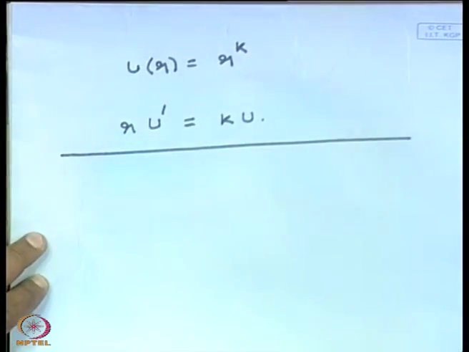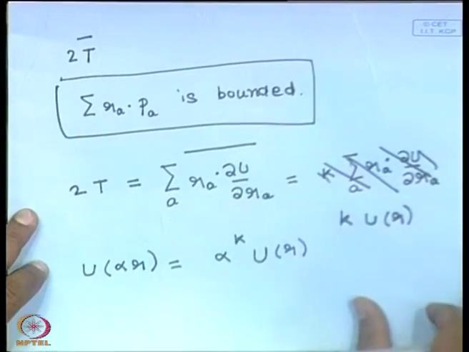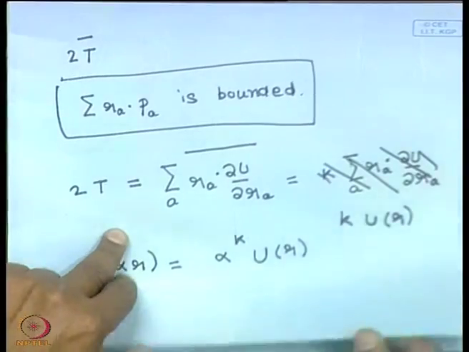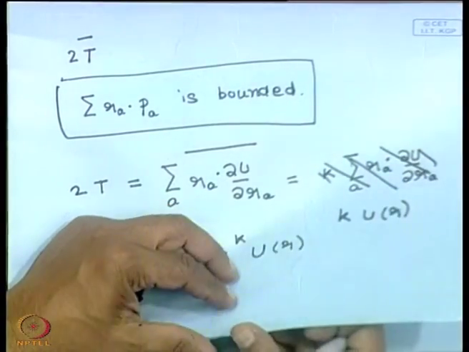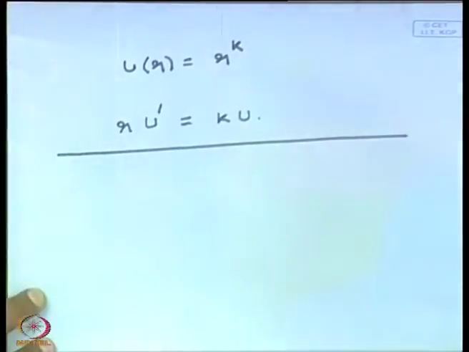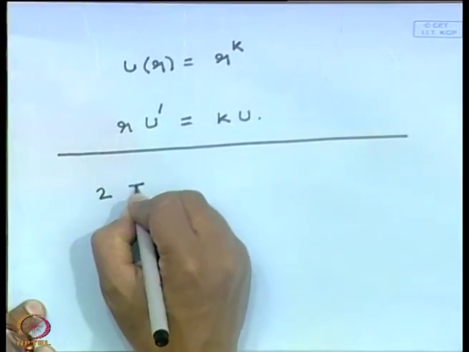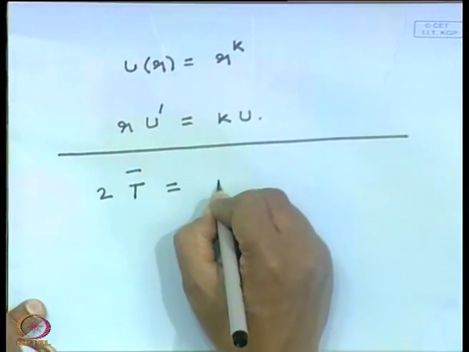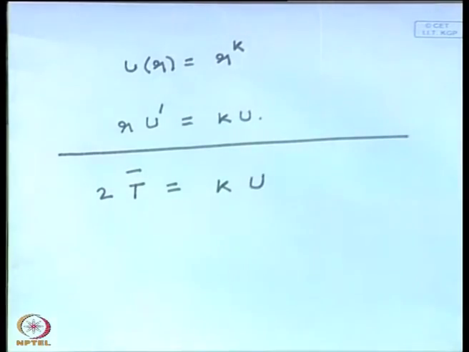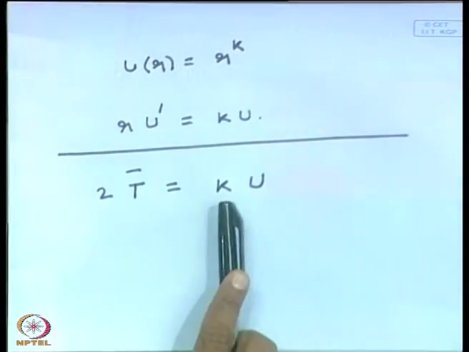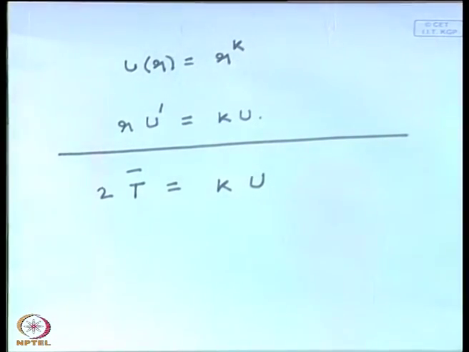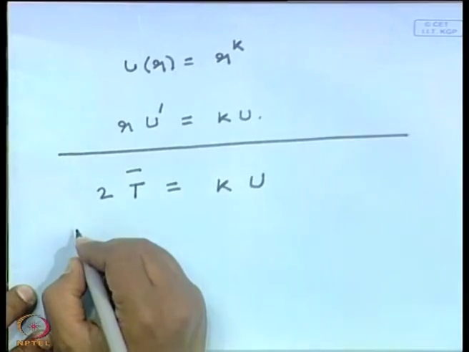So, what we get from this is that twice the kinetic energy, or twice the average kinetic energy, is k times the potential energy, where the potential is homogeneous of order k, degree k, okay, in the variable r. So, let us now apply this to gravity.